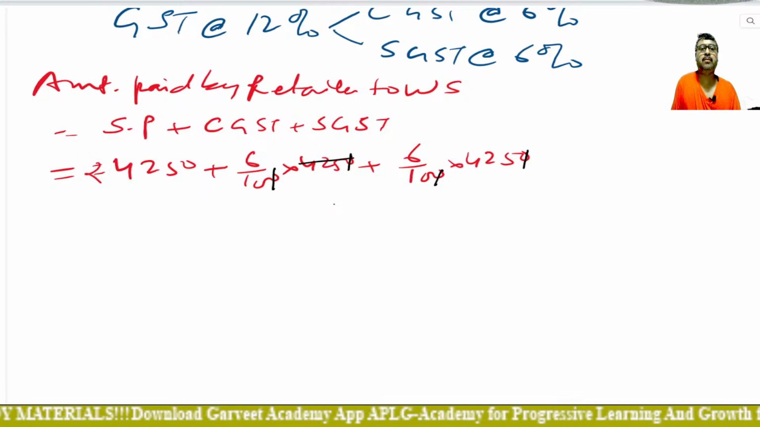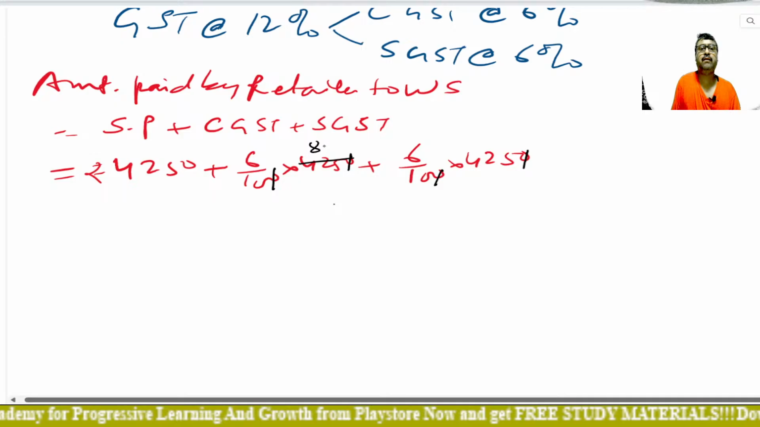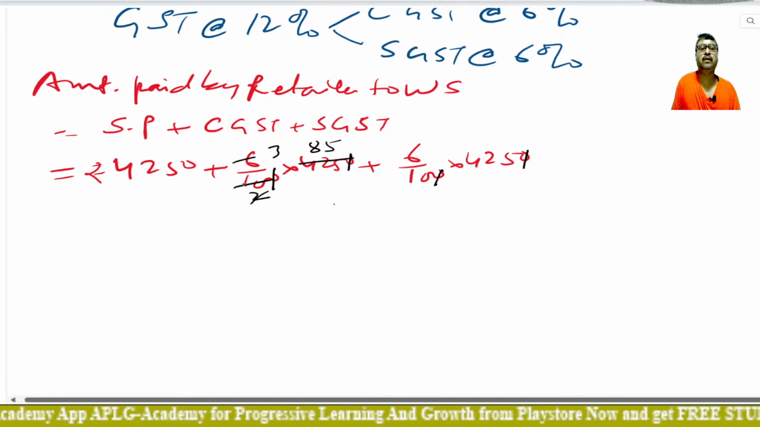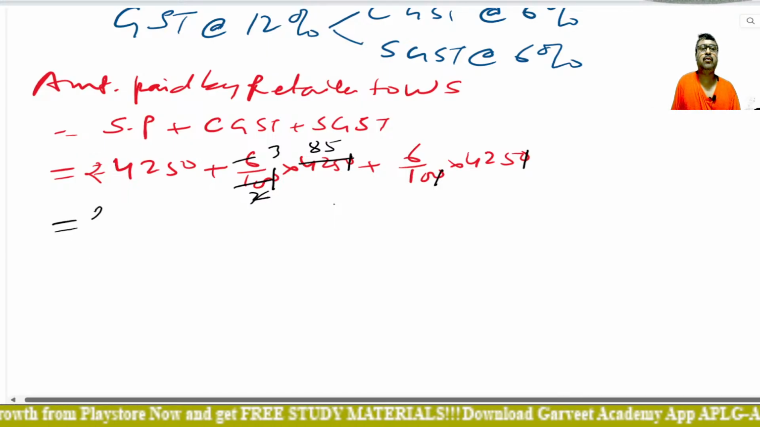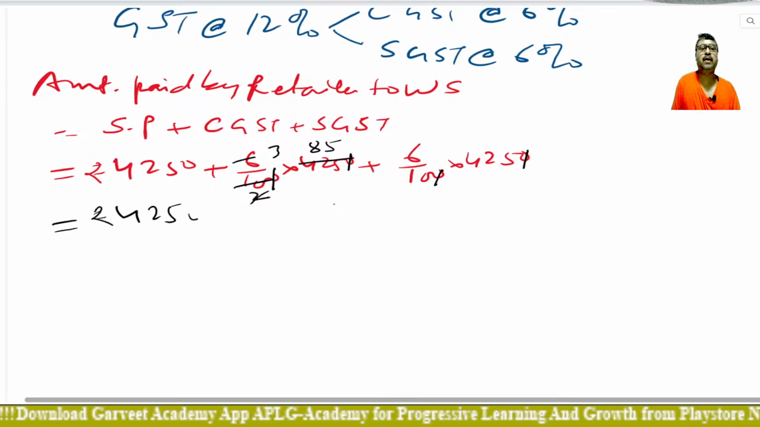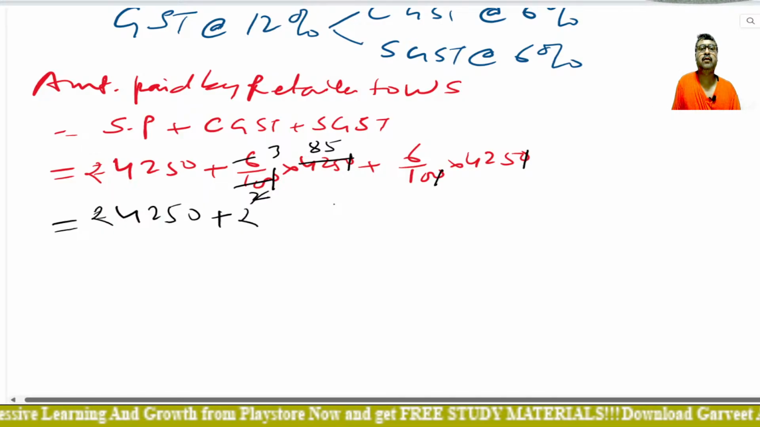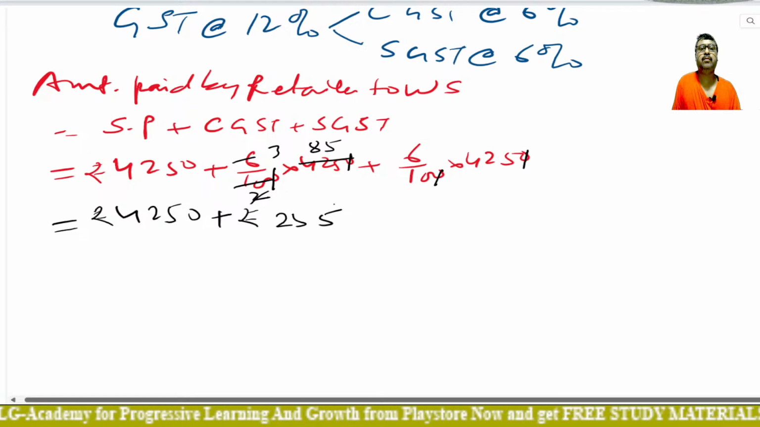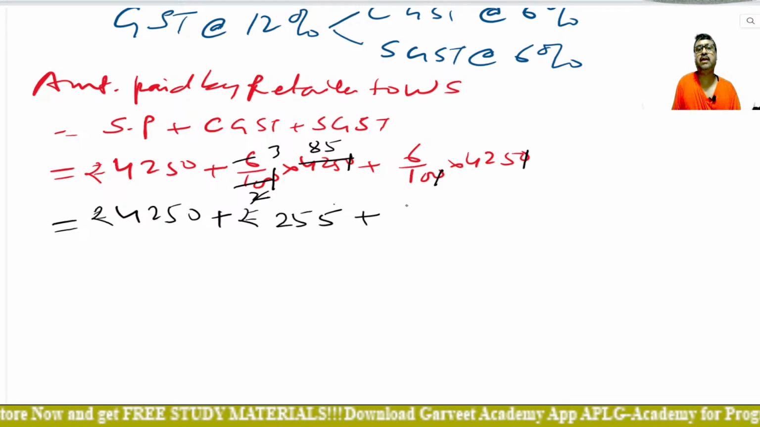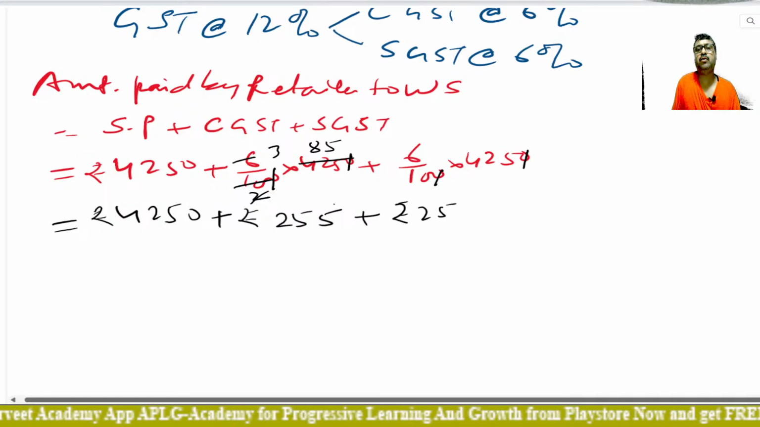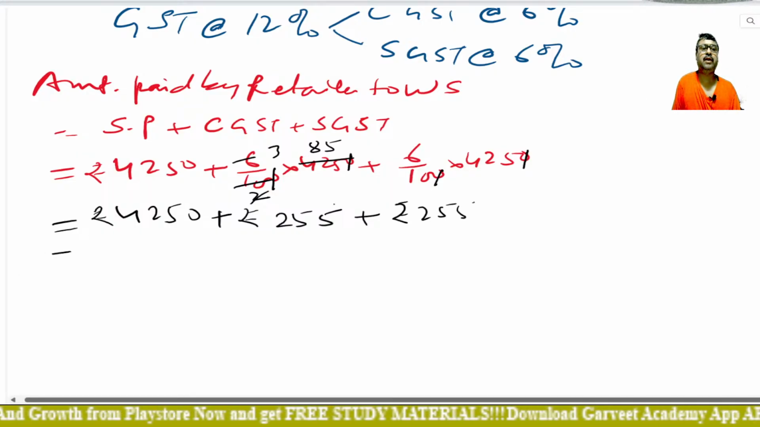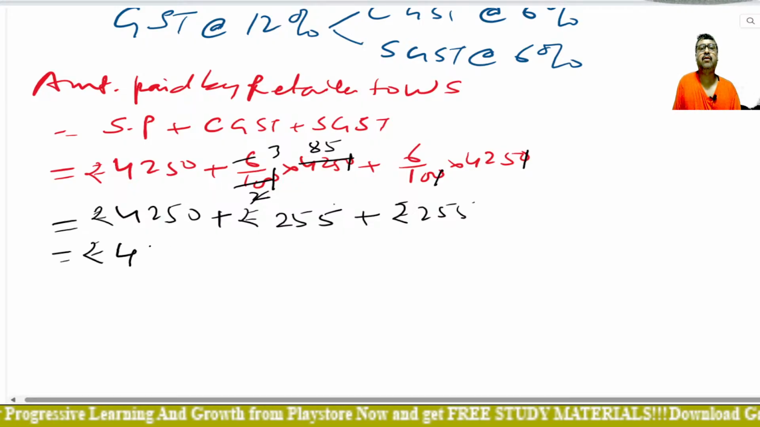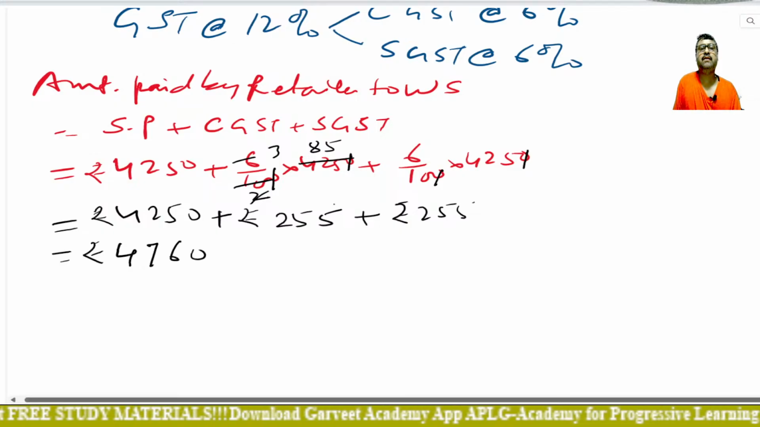Let's calculate it. Let me check. So this will be rupees 4,250 plus rupees 255. So SGST will also be rupees 255. That is 510. So total amount paid by the retailer will be 4,760, isn't it?